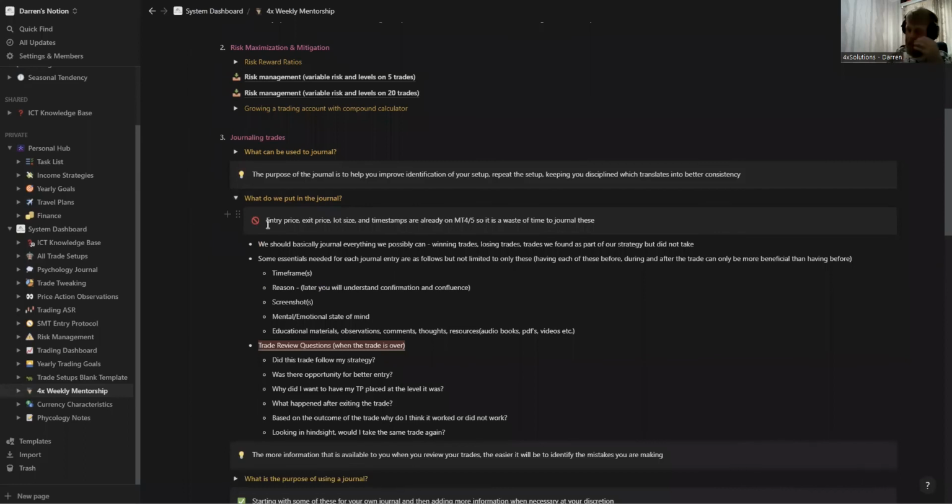We don't put silly things in a journal like entry price, exit price, or the lot size we take. We don't put that in the journal because that's already on our trading platform, like cTrader, MetaTrader 4, MetaTrader 5. It's already got all that. So it's pointless to journal those things when it's already there. That's a waste of time.